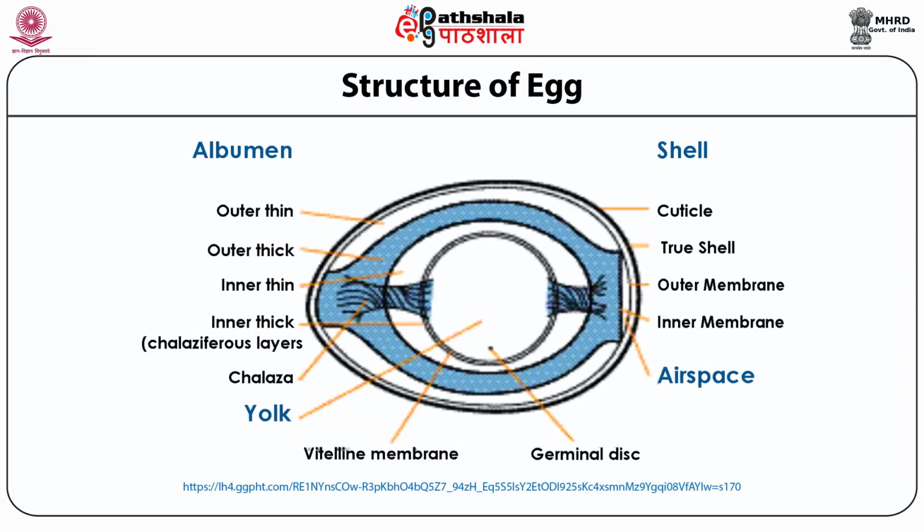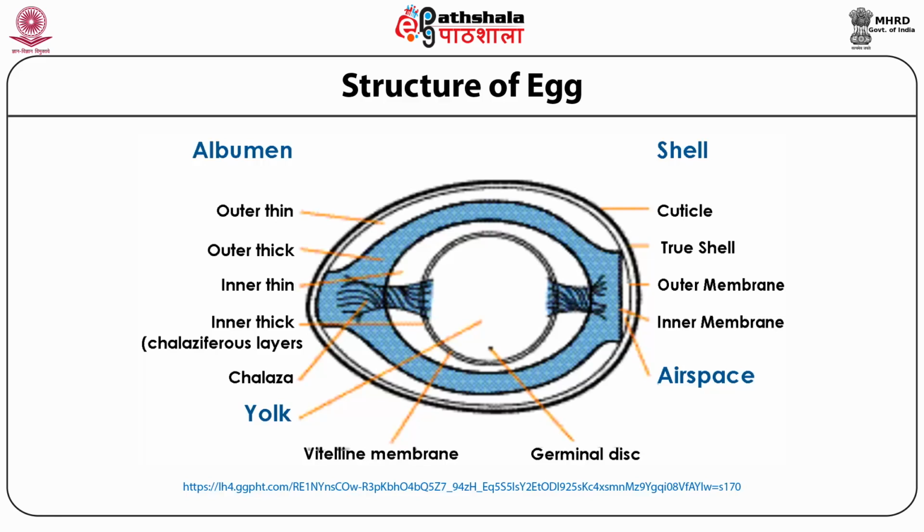The air cell is formed as a result of the different rates of concentration between the shell and its contents. Normally, a chicken egg weighs about 57 grams or 2 ounces. Its parts include yolk, albumin, shell, and air space.